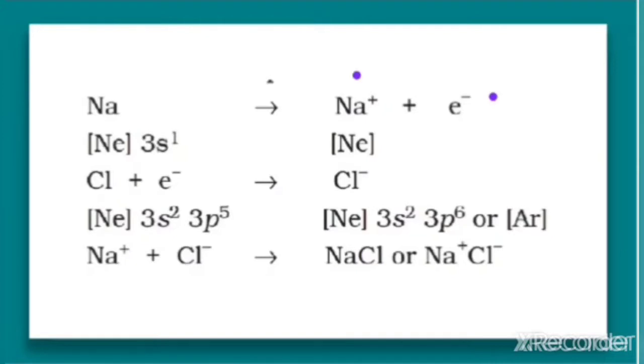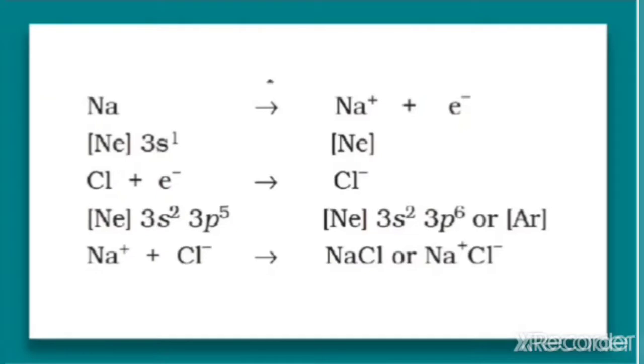When you look at the configuration, the outermost electron is in the third shell, that is in the 3s orbital. It loses that electron and now it comes to the stable configuration, that is a noble gas configuration. Similarly, the halogen chlorine has 7 electrons in the valence shell, that is in the outermost shell. So in order to obtain a stable configuration, that is to complete the octet, it easily gains 1 electron and forms the chloride ion.